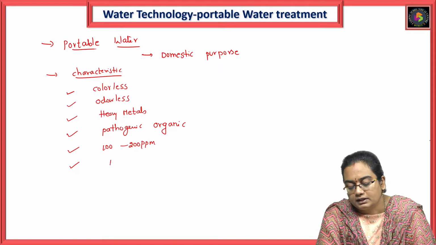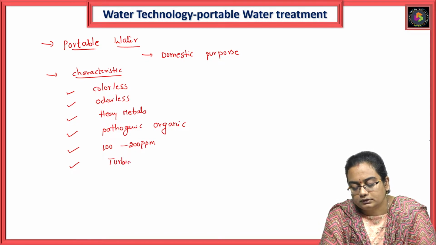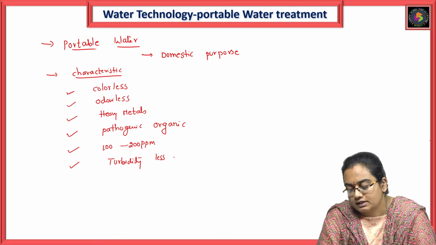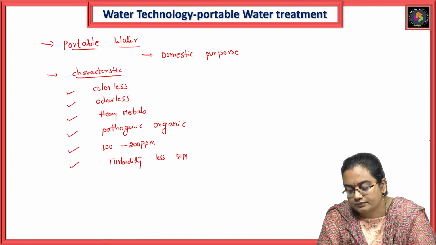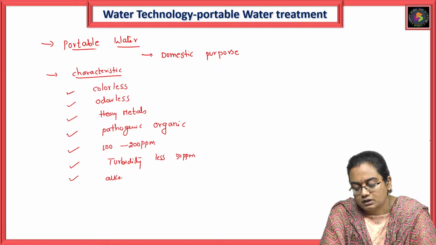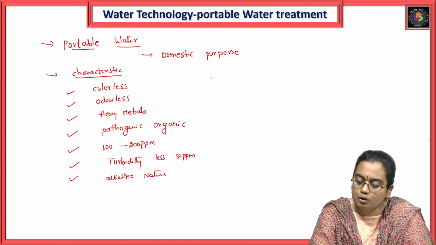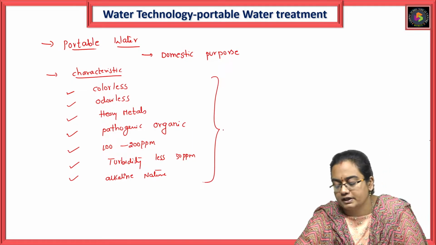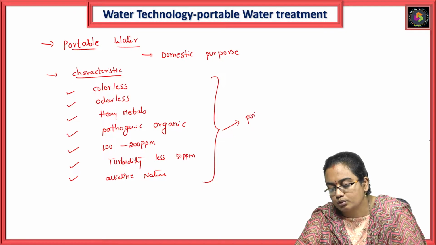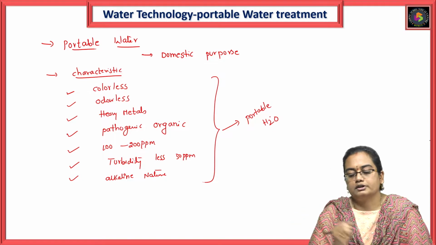And turbidity should be less than 50 ppm. And it should be alkaline in nature. So after possessing all those characteristics, then only can we call that water potable water.